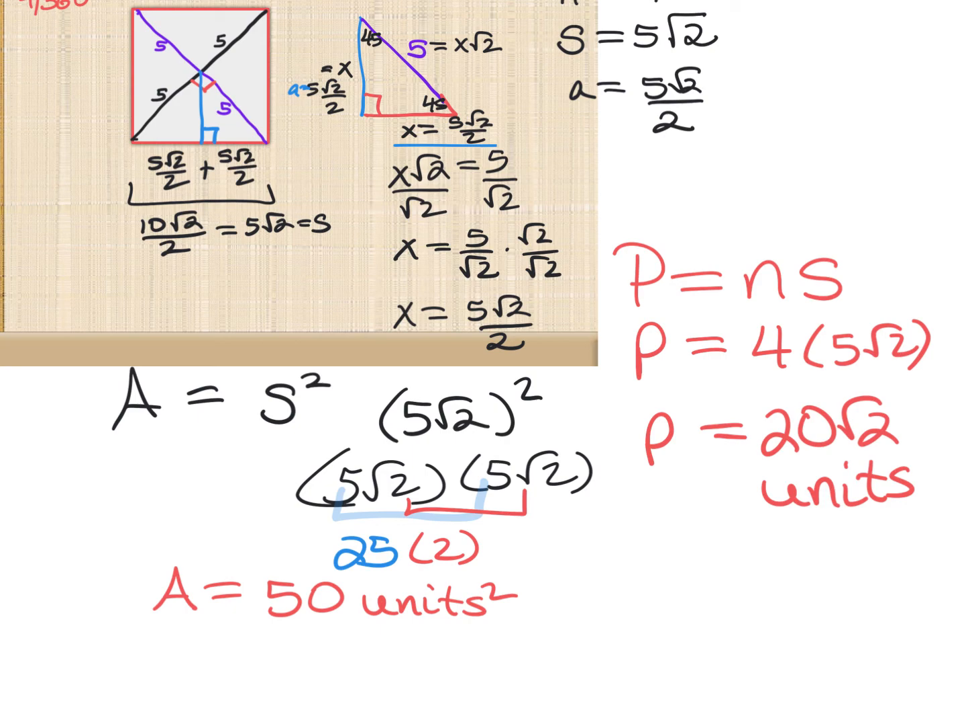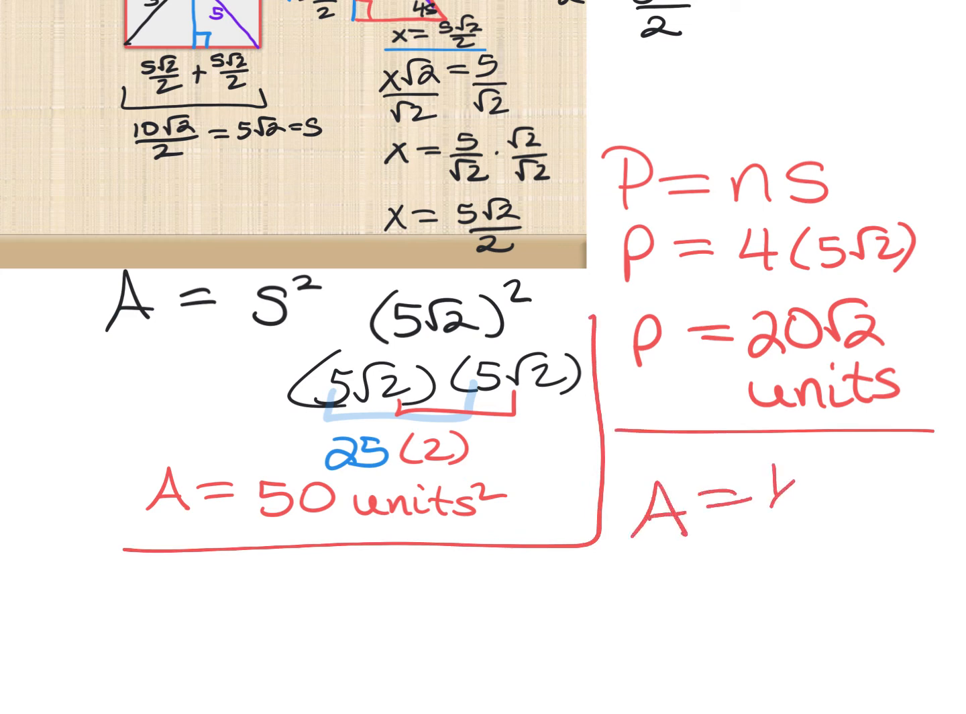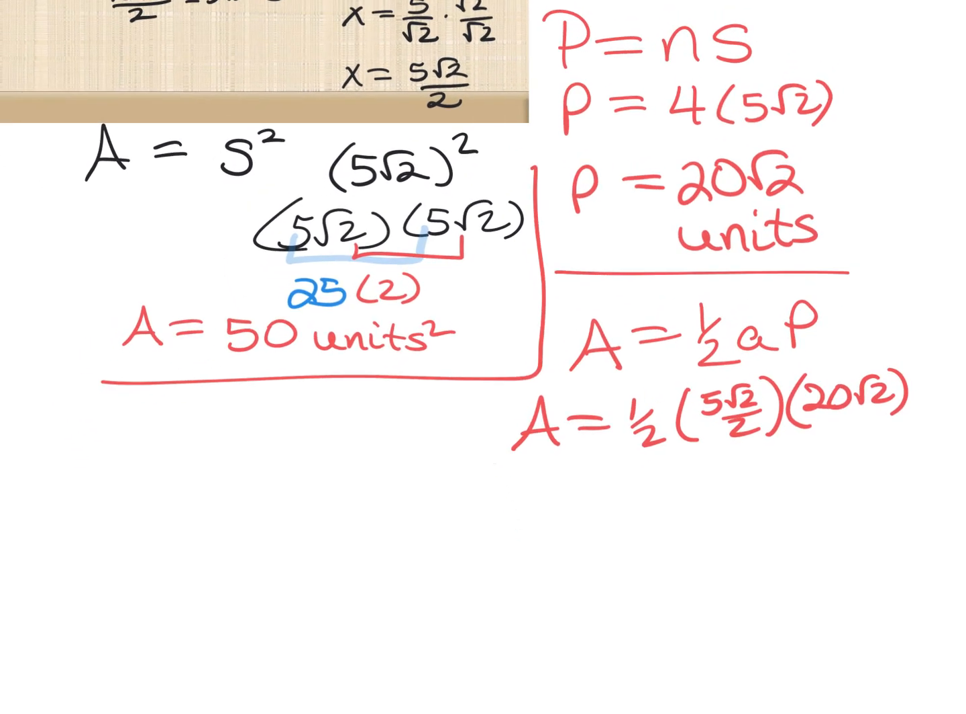Now, let me show you how to do the area using the polygon formula. So you can either do it this way or do it 1/2 apothem times perimeter. The apothem was 5 square root 2 divided by 2. And then remember the perimeter was 20 square root 2. So you can see that just squaring the side is a lot faster than doing the full formula when it's a square. So after I multiply these, I end up with the same answer, 50 units squared.